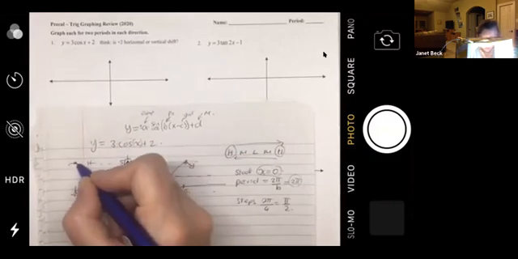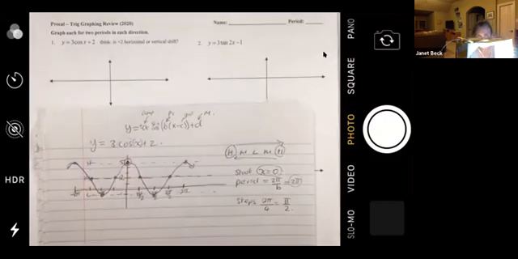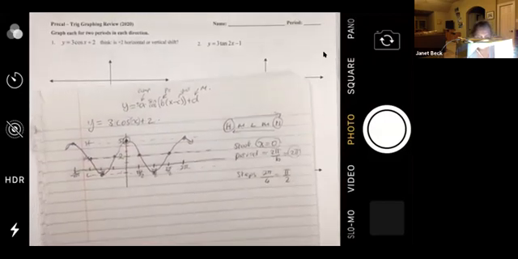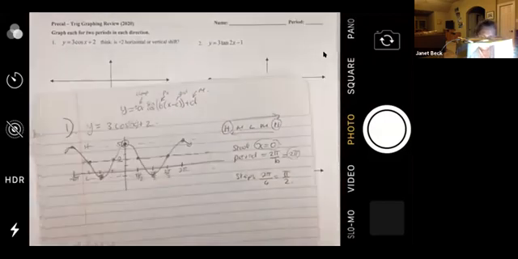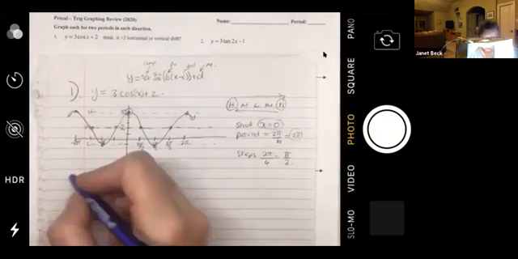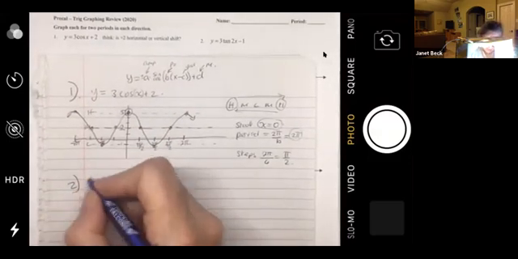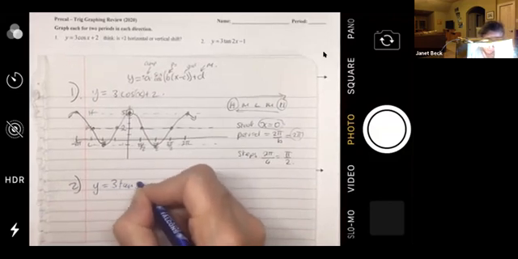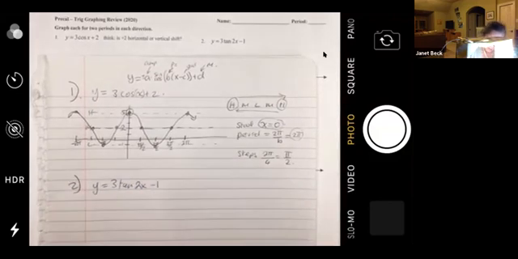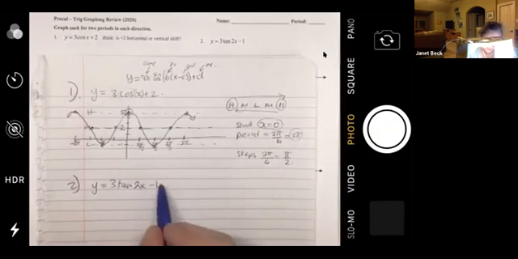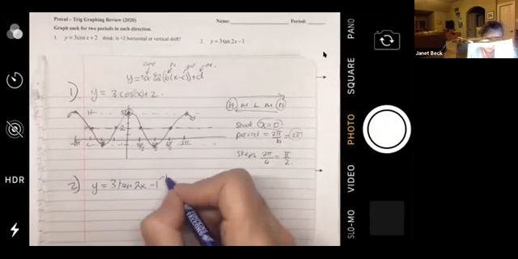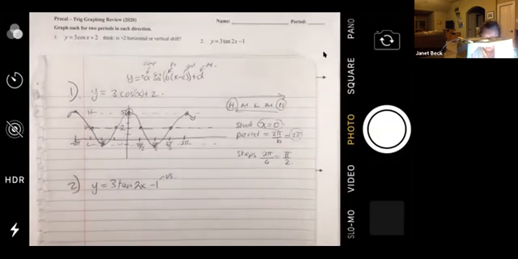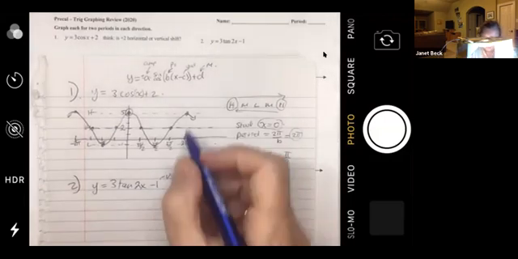Don't forget, after this high, you're always going down. You're not going up above it at a high. So that was number 1. Let's do number 2. And question number 2 is y equals 3 tan of 2x minus 1. Now notice there's no parentheses here. This is a vertical shift, not a horizontal shift. That's our D, not our C.